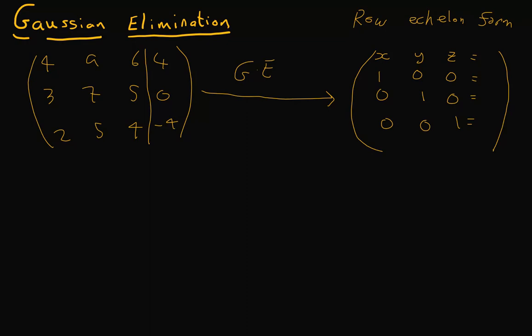So for instance, let's take case 1. X was 10, y was 0, and z was -6. Okay, so look, you've got 1x is equal to 10, so x is equal to 10, right? You've got 1y is equal to 0, well, y is equal to 0. You've got 1z is equal to -6.